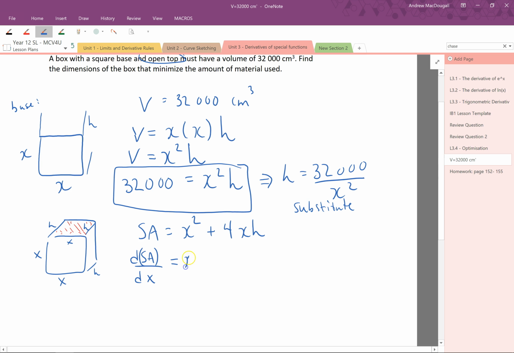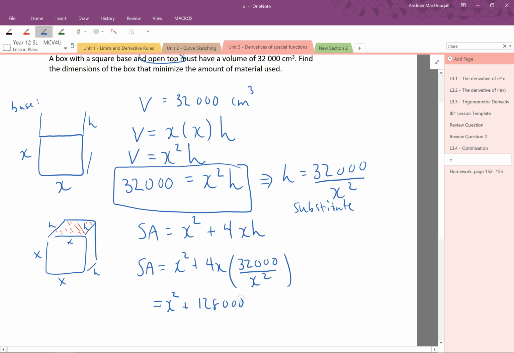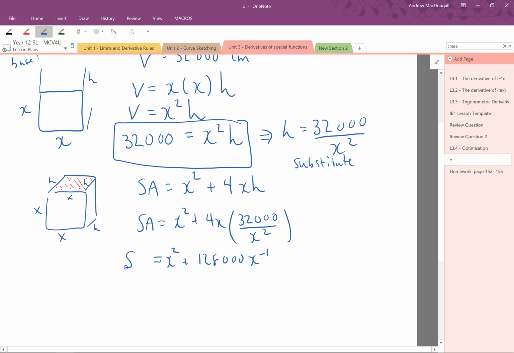So we have, actually, you know what, let's just look at surface area. It is x squared plus 4x times, instead of h, we have 32,000 over x squared, which is x squared plus 32,000 times 4 is 128,000. I'm going to call this x to the negative 1. You could do over x. And let's take its derivative.